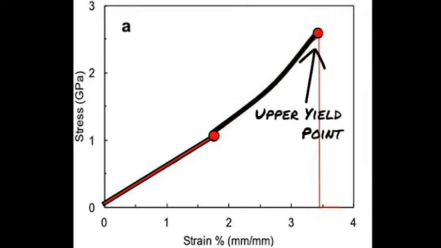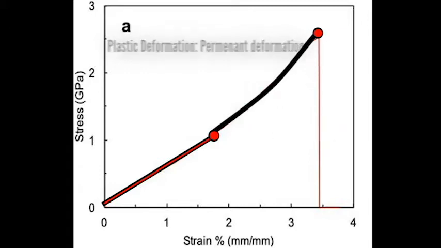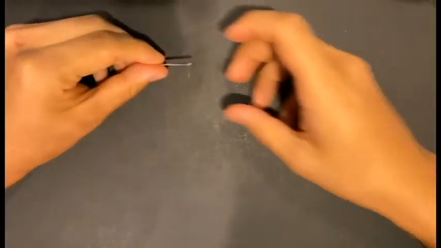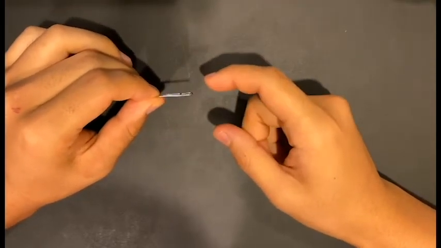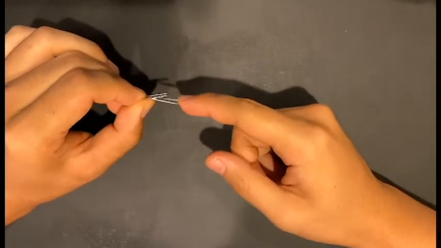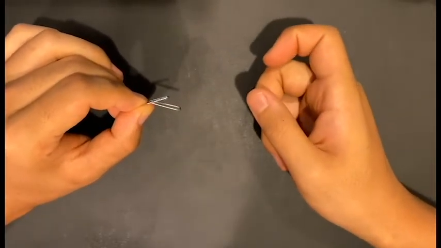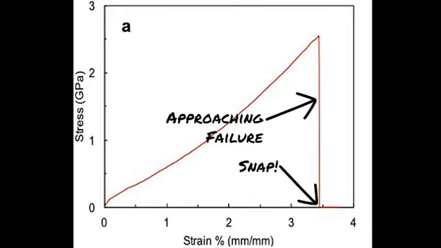However, upon reaching the upper yield point, plastic deformation becomes possible. Plastic deformation is the permanent, non-reversible deformation of a material. One great example of this would be what happens when you bend a paperclip. As you can see, the paperclip initially undergoes elastic deformation and will return back to its original state. But once the force reaches a certain threshold, the upper yield point, it'll start to deform plastically. After reaching this point, as you can see in the graph, the fiber will quickly approach failure and snap.